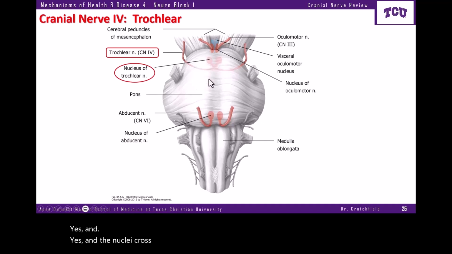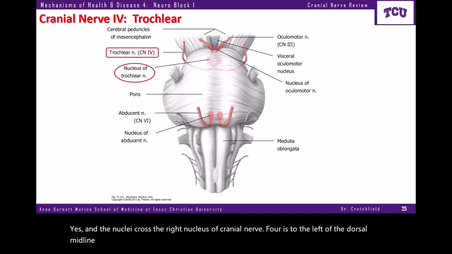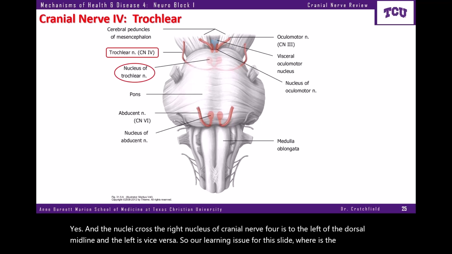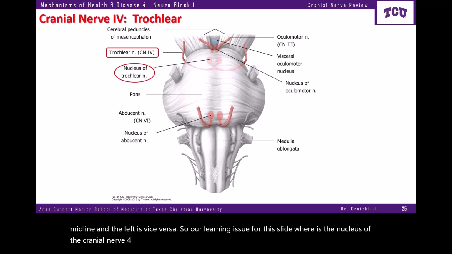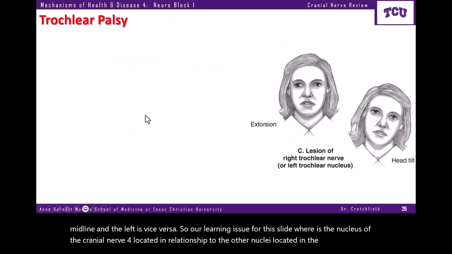The right nucleus of cranial nerve 4 is to the left of the dorsal midline, and the left is vice versa. So our learning issue for this slide: where is the nucleus of the cranial nerve 4 located in relationship to the other nuclei located in the pons?